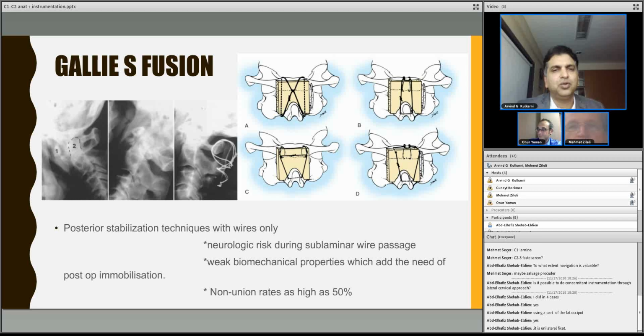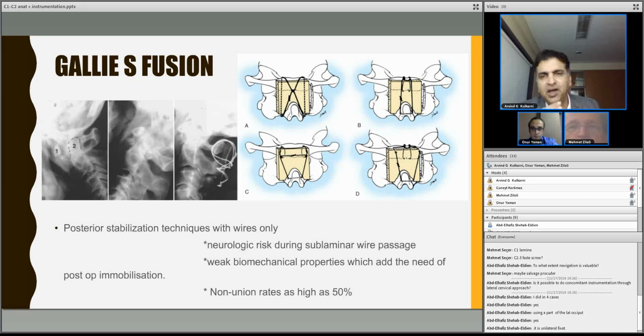Now, historically it started with posterior fixation. A graft was placed between the C1 posterior arch and the C2 lamina. It was in the form of a reverse M, so you can say W. If you see here, most of them have a notch here. So the bone graft is sculpted such that it looks like an M. You will see here.